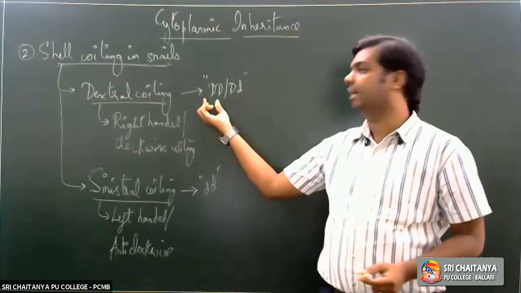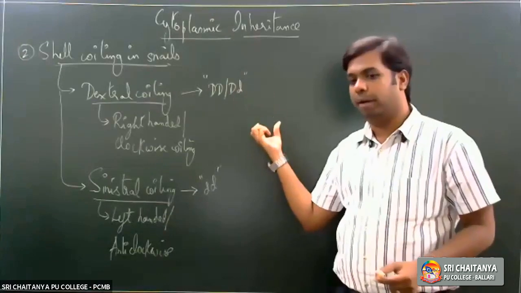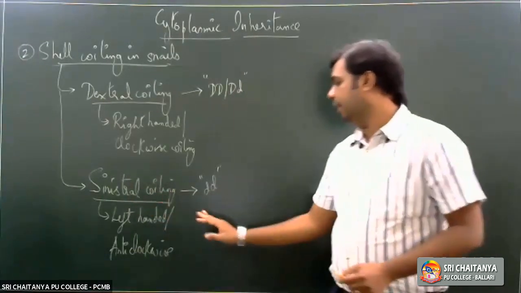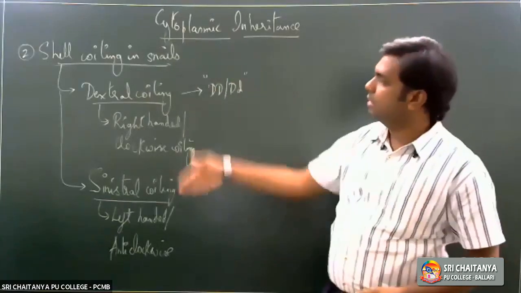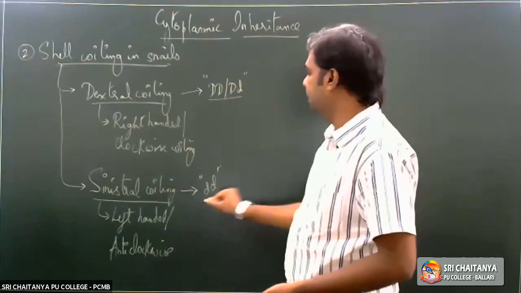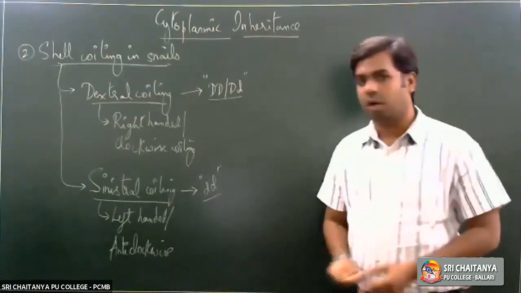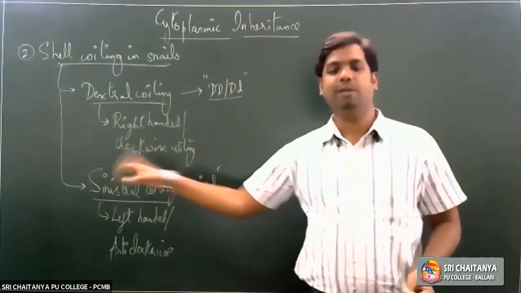Characterized by either capital D, homozygous dominant, or capital D, small d, heterozygous dominant. Whereas sinistral coiling is a recessive trait, small d and small d. Right. Now, if there is a dominant allele present, then it would be a dextral coiling, that is right-hand coiling. If there are recessive alleles present, then it would be a sinistral coiling.